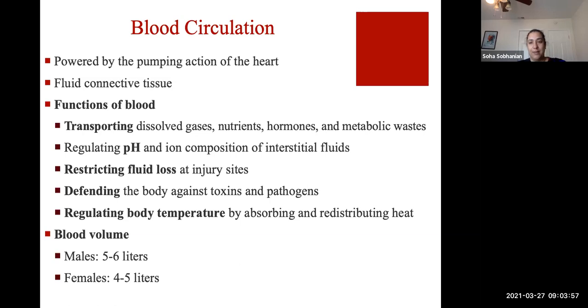Defense. Anybody remember what is the job of defense? Your white blood cells, right? WBCs. So defense falls into your white blood cells. And then last but not least, regulation of your body temperature is also done by your blood. We also talked about this very briefly in the first unit, but just reminding you again.